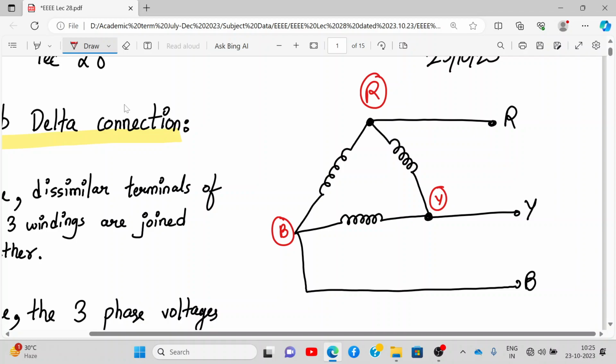You remember in a 3-phase supply, we use 3 coils. So this is B1, B2, R1, R2, Y1, Y2. You notice one different thing in case of a 3-phase delta connection: there is no neutral. Correct? There is only R, Y, B only. So it's a 3-wire system. Whereas in case of star, you have R, Y, B and neutral, right? Here there is no neutral.